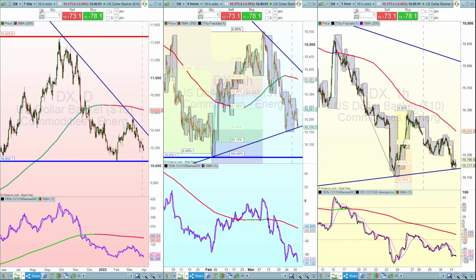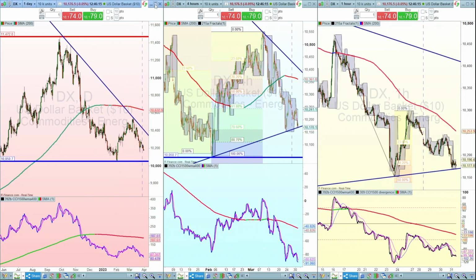Today is March 31st, 2023. This is the US dollar basket update. All timelines, the daily, the 4 hourly and the hourly, are in decline on the CCI 1500. You can see there on the moving average, they're all red. So very bearish at the moment.